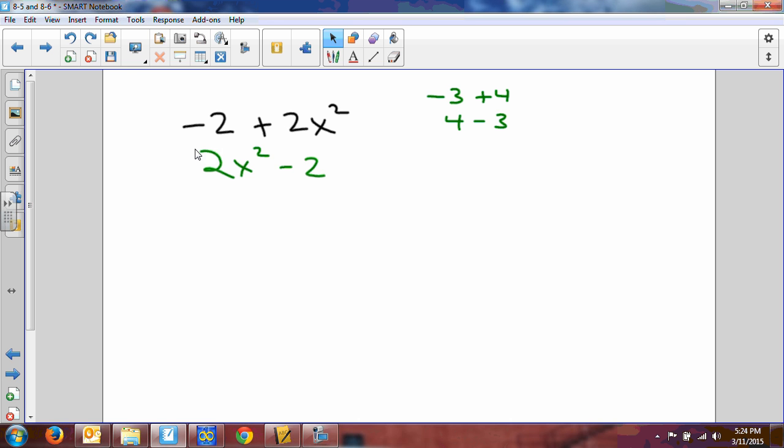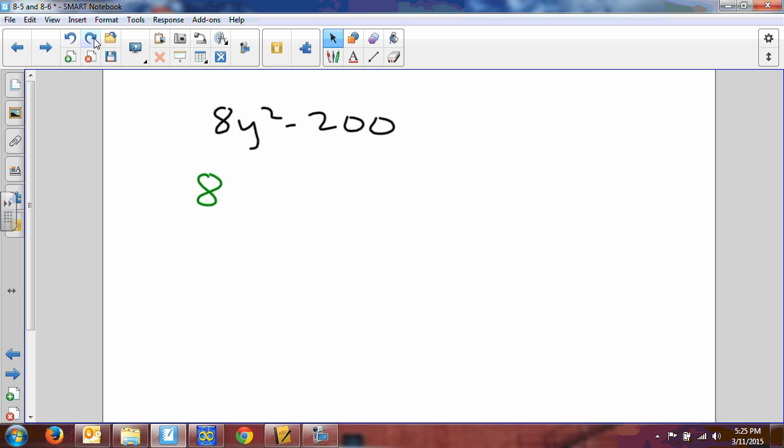Now, 2 doesn't have anything that multiplies to get it, so we have to take out that 2 as a greatest common factor. We're left with x squared minus 1. Now this is one that you'll see a lot. X squared is x times x. 1 is 1 times 1. So we have x plus 1, x minus 1, with that 2 left out in front.